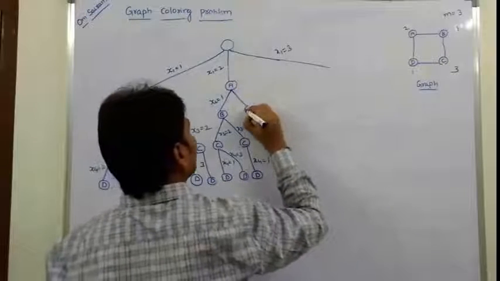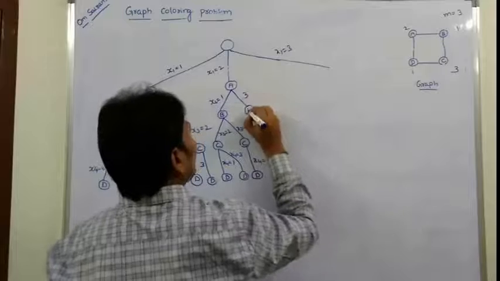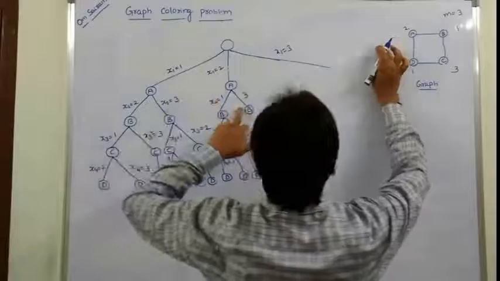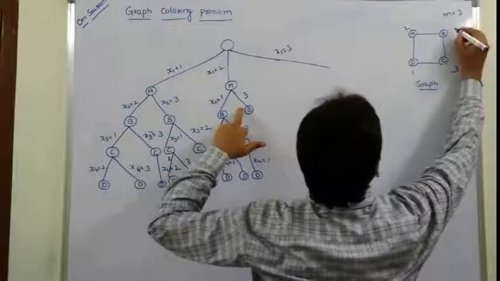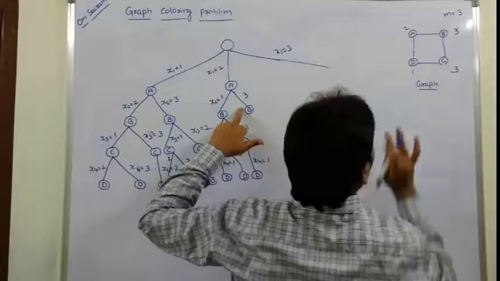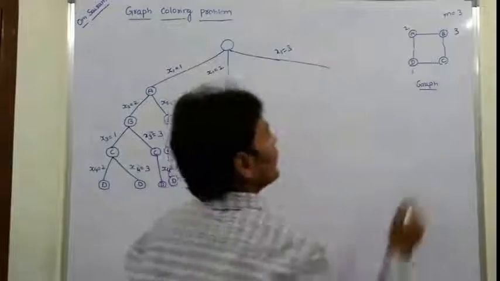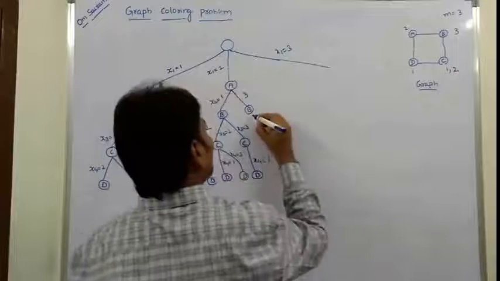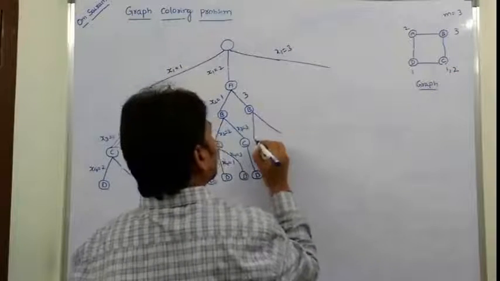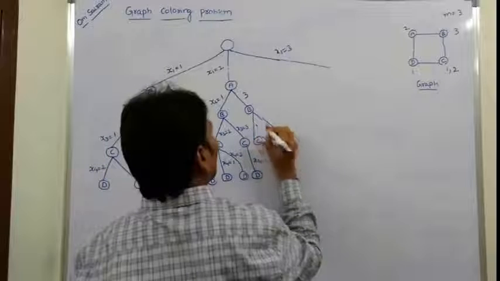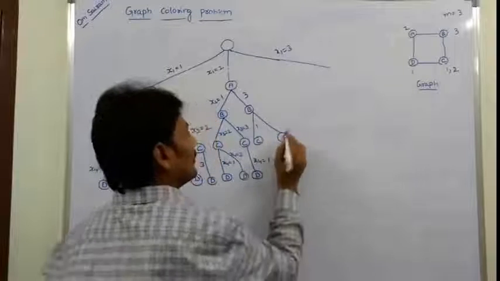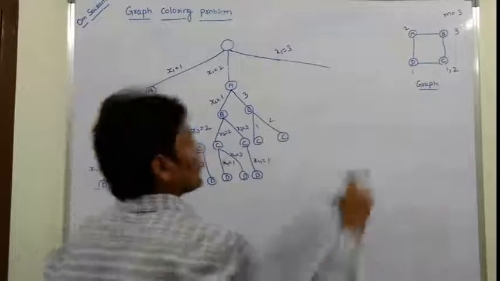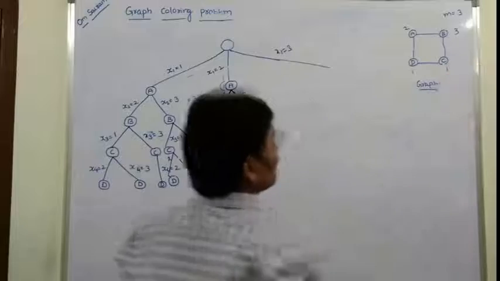Next we go for this part. Vertex A is filled with the second color. Vertex B is filled with the third color. What is the possible color we can use for vertex C? 1 or 2. Next, suppose we take the first color for vertex C.